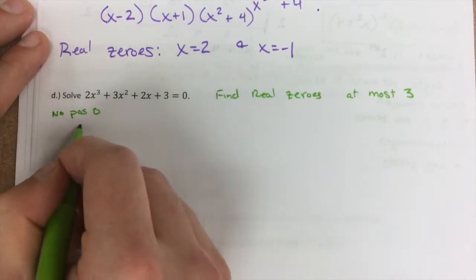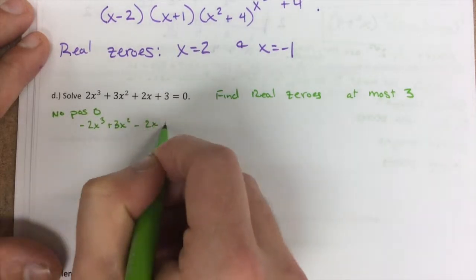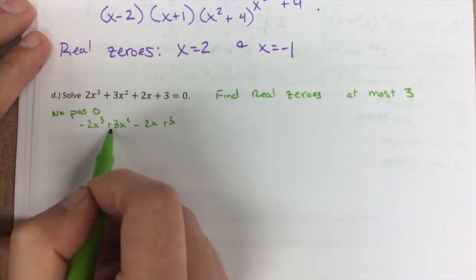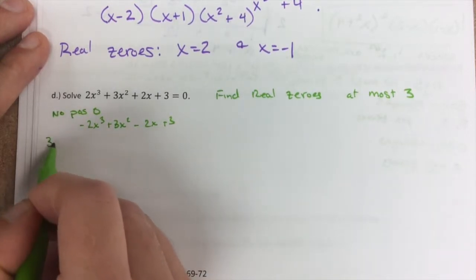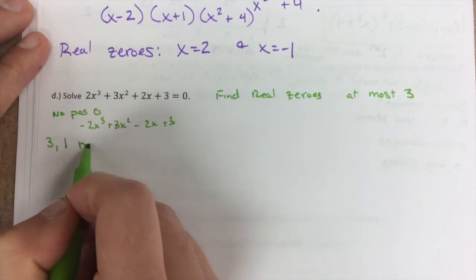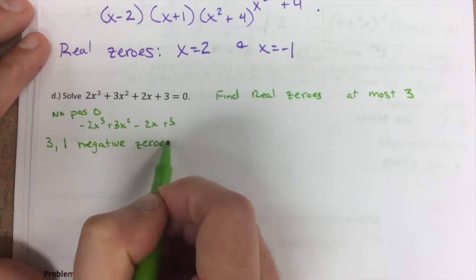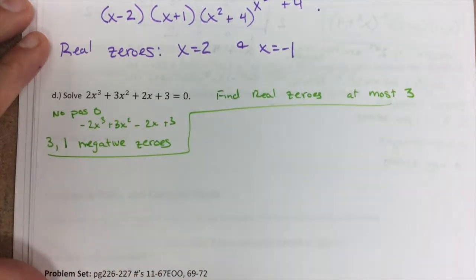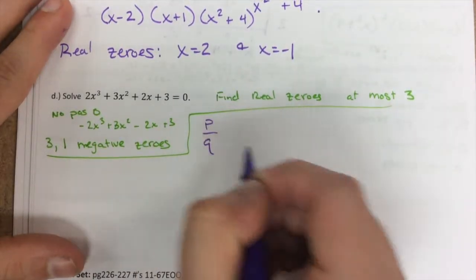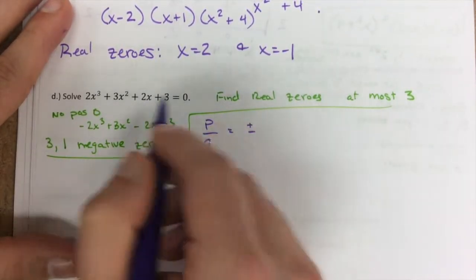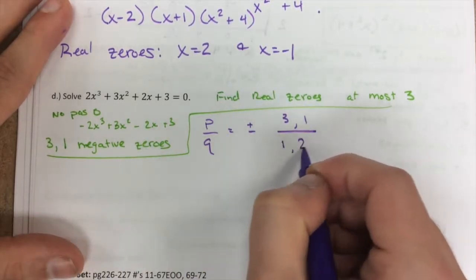If we switch the signs, that would be negative 2x cubed plus 3x squared minus 2x plus 3. So the 1, 2, 3. So there's 3 or 1 negative zeros. Okay, so that gives me some information. So what are my p's over q's now? That's going to be plus or minus 3 and 1, and then 1 and 2.